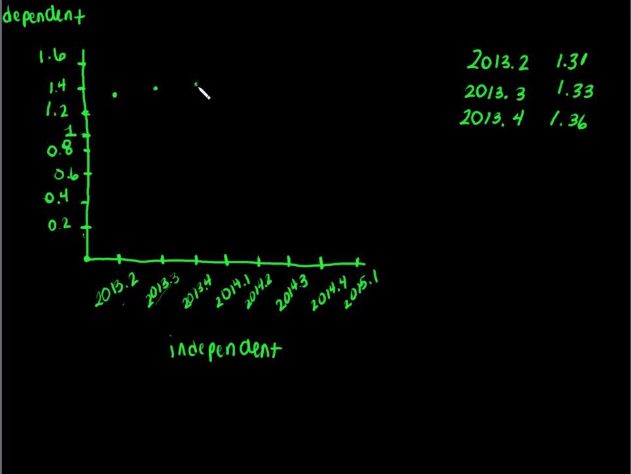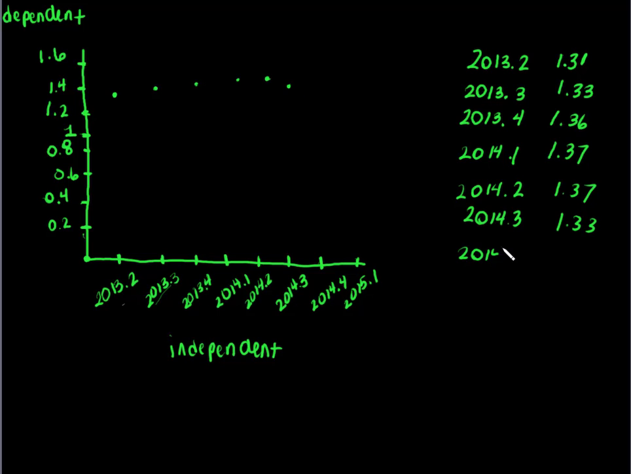Then 2014, I have 1.37, so maybe a little bit above. Then 2014, the second quarter, I have the same value, right about here. And 2014, the third quarter, I have 1.33. So I've come down just a bit, maybe right there. And then 2014, the fourth quarter, I have 1.25, so I've come down a little bit more. Let me see if I can stay consistent here.